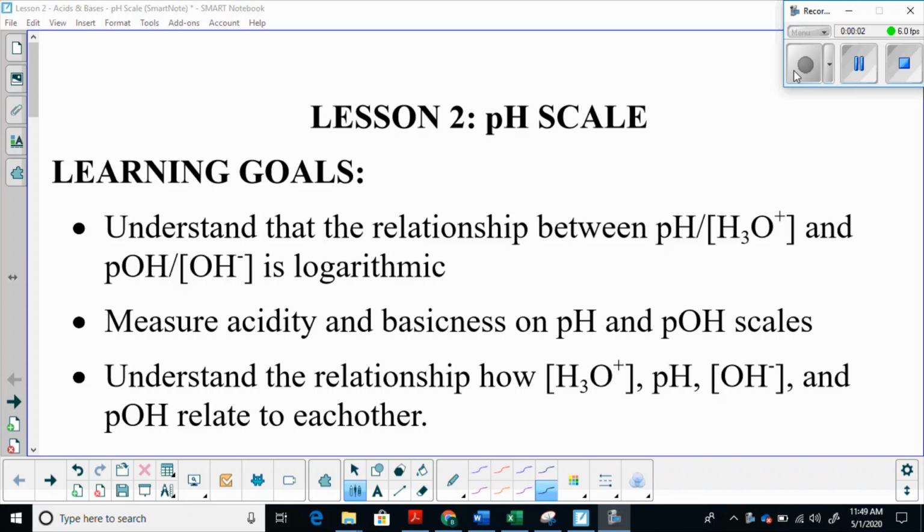Everybody. Today we will be taking a look at lesson 2. We are going to be taking a look at pH scales today.